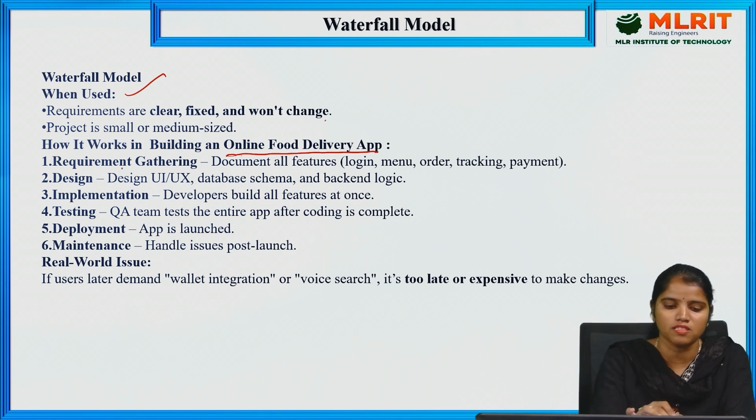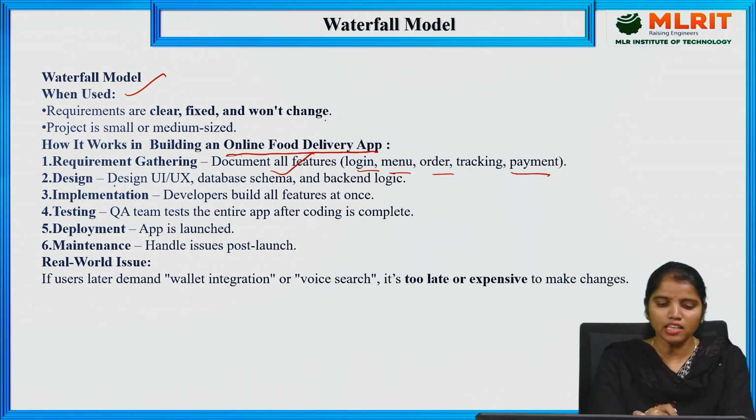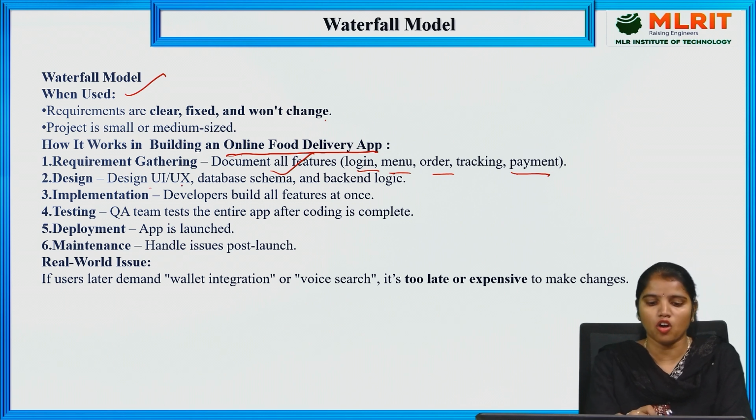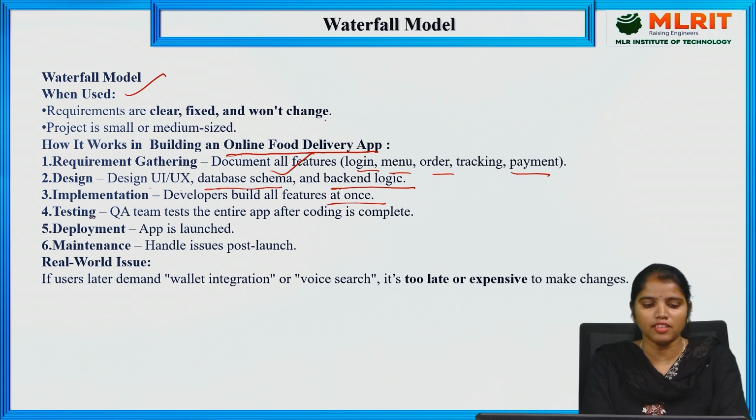Let us have a look at this. Requirement gathering: document all features. For my app, I need login, menu, order tracking, and payment. Design is for UI or UX, database schema, and backend logic. In the implementation part, developers build all the features at once. In testing, the quality assurance team tests the entire app after the coding is completed.